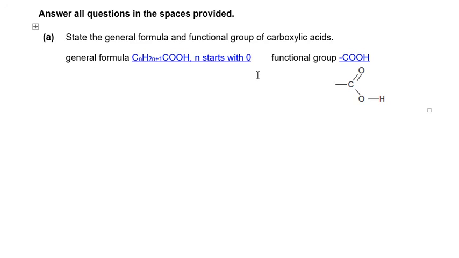Now your carboxylic acids have the functional group COOH. So this is actually the functional group of carboxylic acid. All the members will have this functional group, and this is of course where all the reaction takes place. Okay, the COOH functional group. Now if I draw this out, this is how the functional group actually looks like. Now, let's take a look at the table.